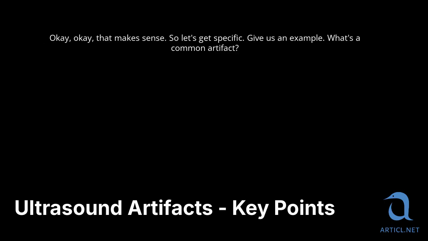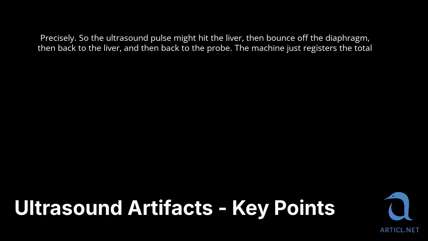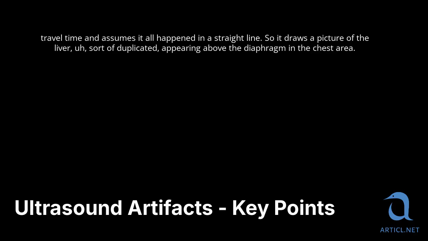Okay, that makes sense. So let's get specific. Give us an example. What's a common artifact? A classic one is the mirror artifact. Imagine you have a really strong reflector, something smooth like the diaphragm. It acts just like a mirror for the sound wave. Like looking in a real mirror. Precisely. So the ultrasound pulse might hit the liver, then bounce off the diaphragm, then back to the liver, and then back to the probe. The machine just registers the total travel time and assumes it all happened in a straight line. So it draws a picture of the liver, sort of duplicated, appearing above the diaphragm in the chest area.